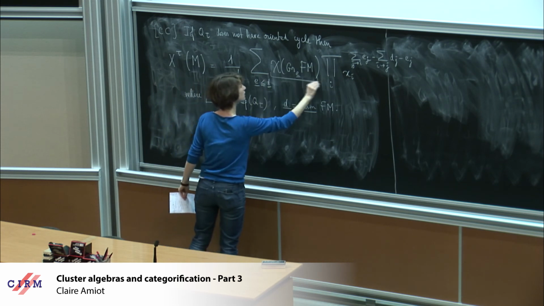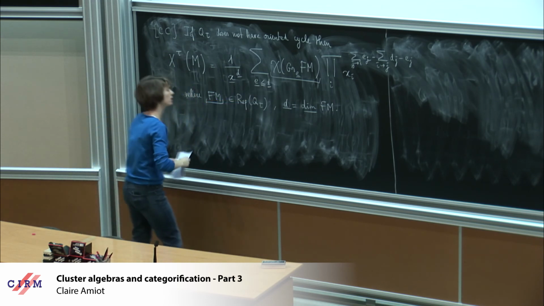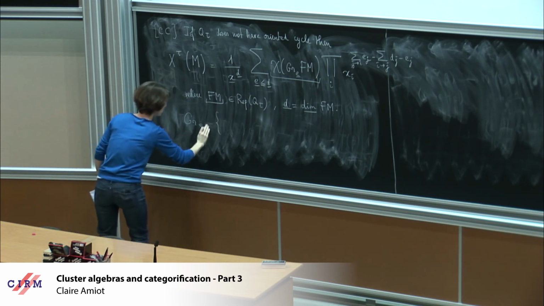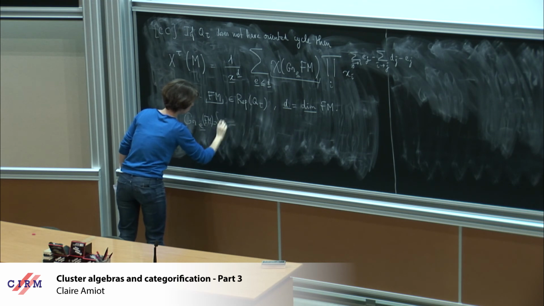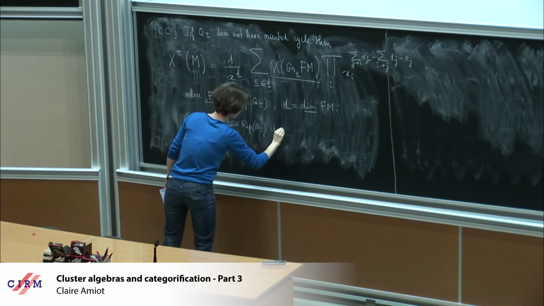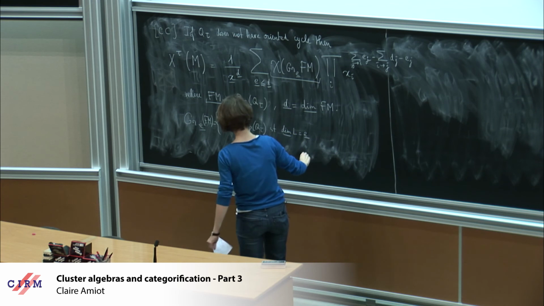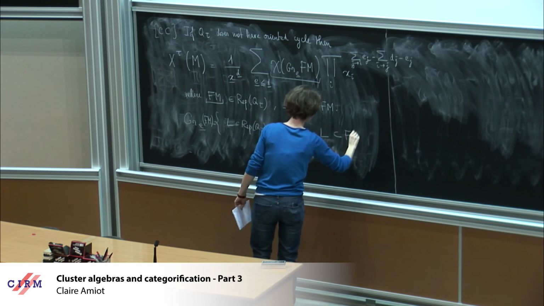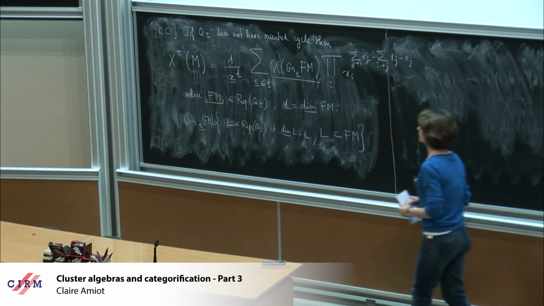And what is this? Here we take a quiver Grassmannian. You take all modules in rep Q tau such that the dimension vector of this module is e, and that are submodules of fM. And this is an algebraic variety. Then you take the Euler characteristic.